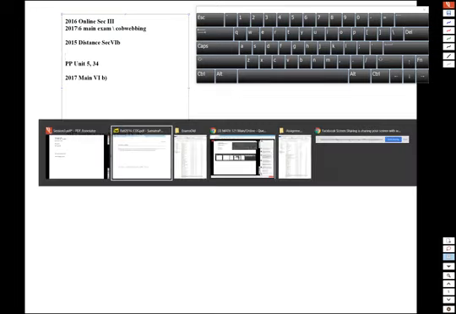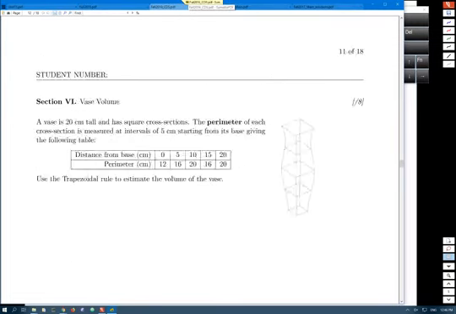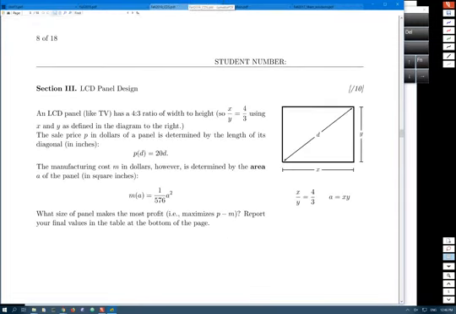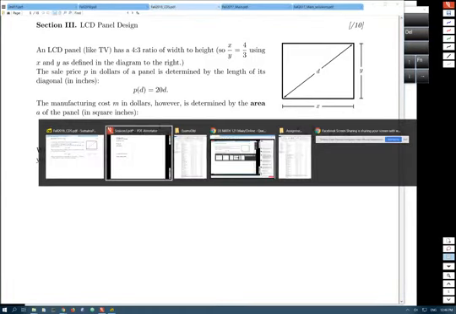All right. Oh, 2016 CDS, section 3. So just to confirm, the LCD panel design is section 3, and that was on both exams.